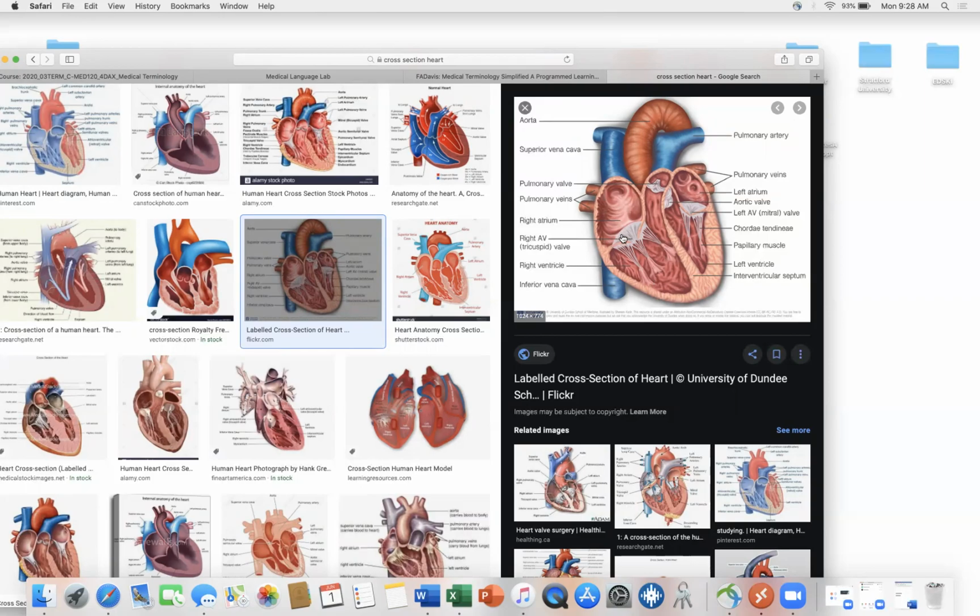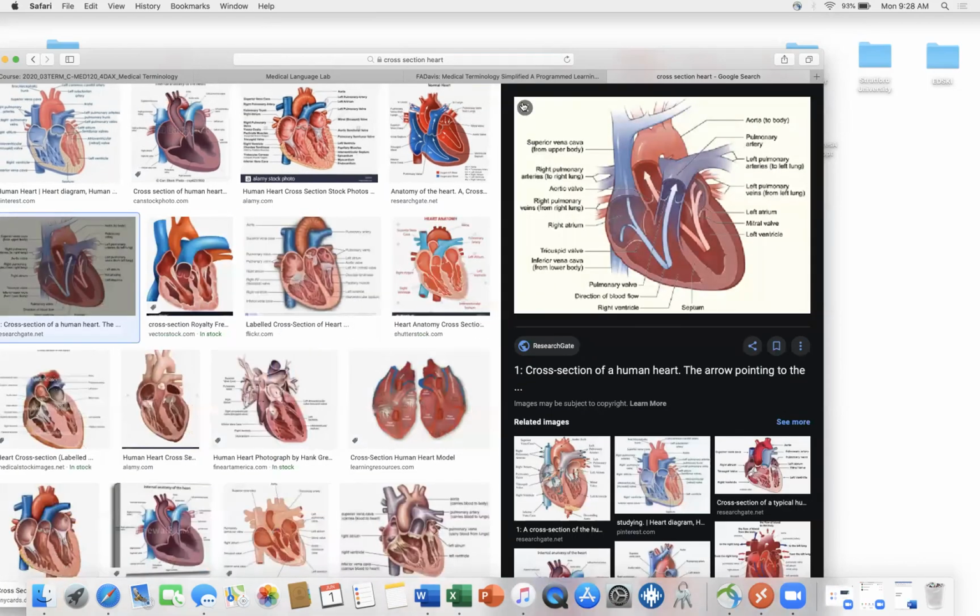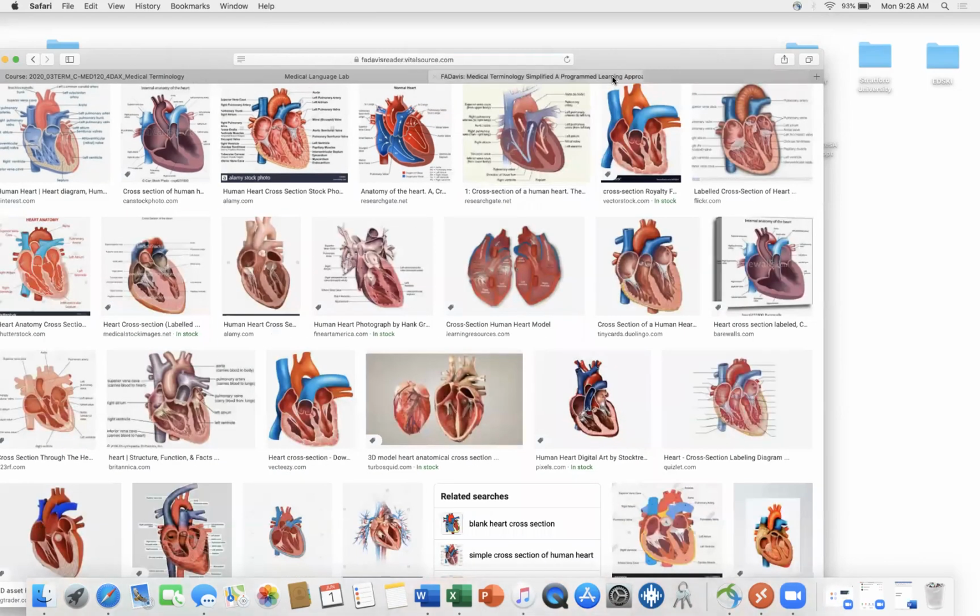And the right AV valve is called your tricuspid. The left AV valve is called your mitral valve, also known as your bicuspid, because there's two. Bi means two. Cusps or leaves or leaflets or doors. And this one has 1, 2, 3 doors. So that's got to be the tricuspid. That's a little preview for your anatomy and physiology.